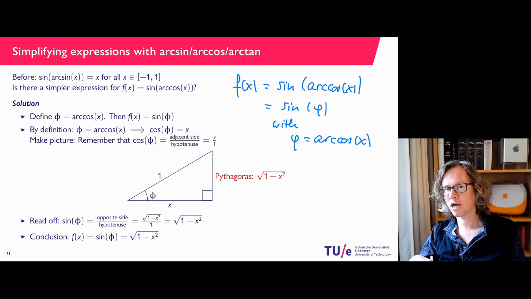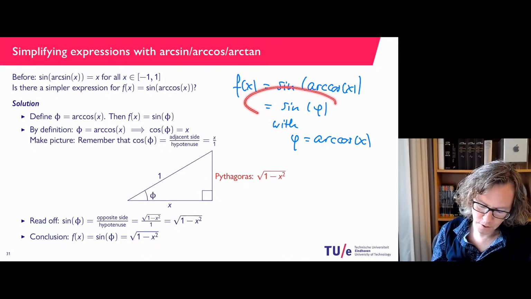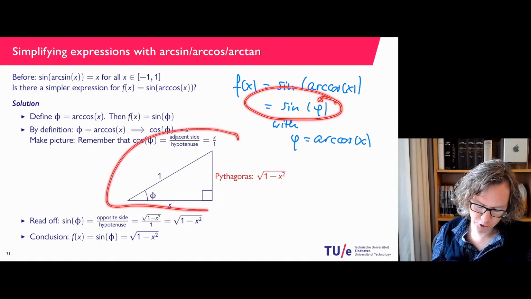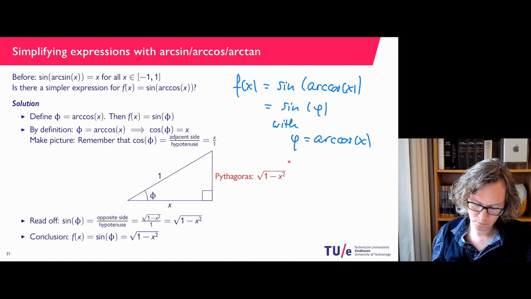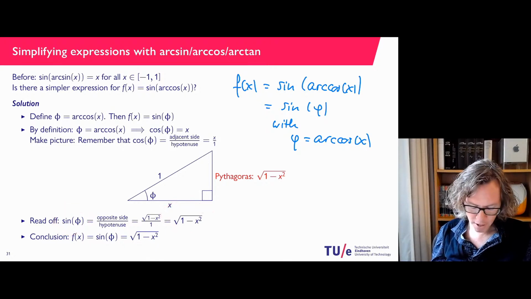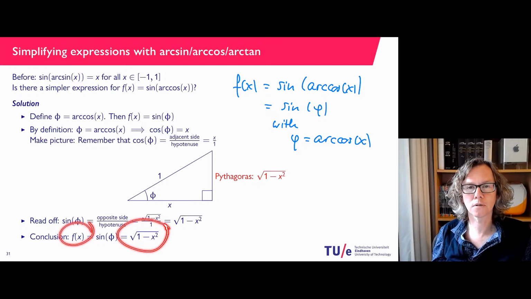And now something interesting happens, because the original question was to find the sine of phi. Now here I have a very nice triangle where I can read off the sine, because the sine is the length of the opposite side, this one, divided by the long side, this one. So apparently the sine of phi equals the square root of 1 minus x squared. So apparently I can write f of x as the square root of 1 minus x squared.